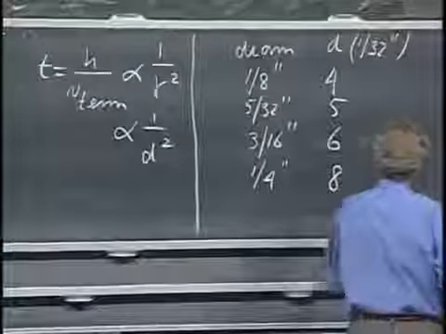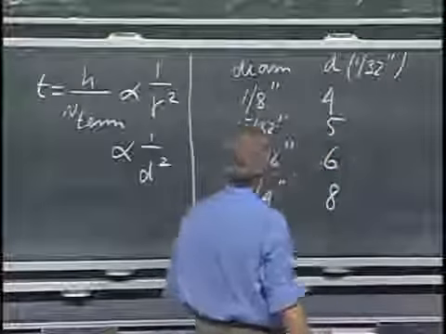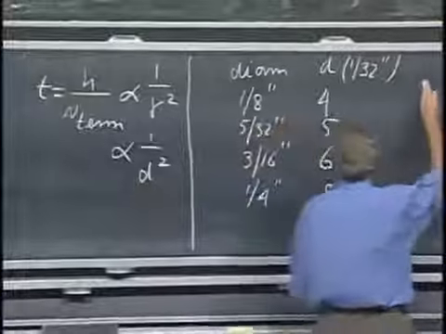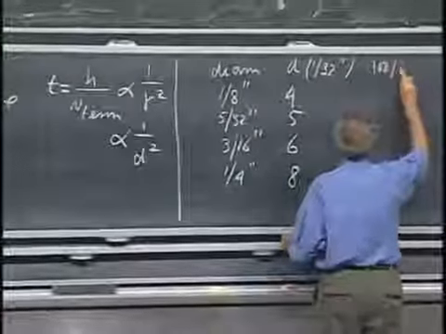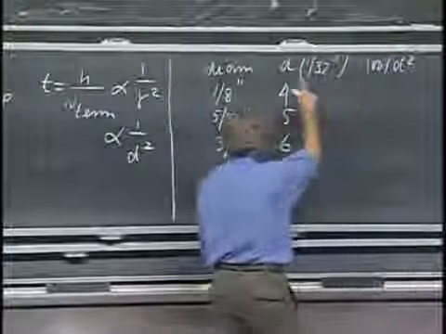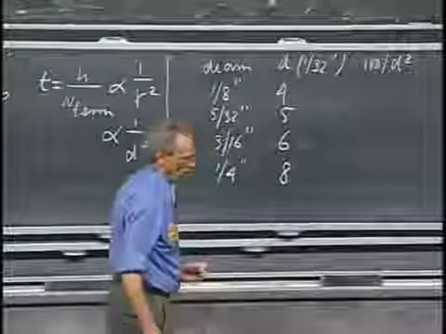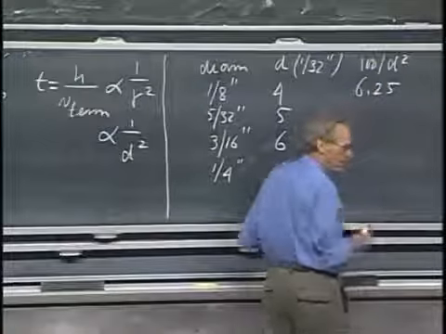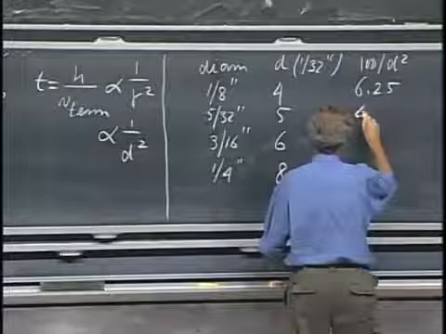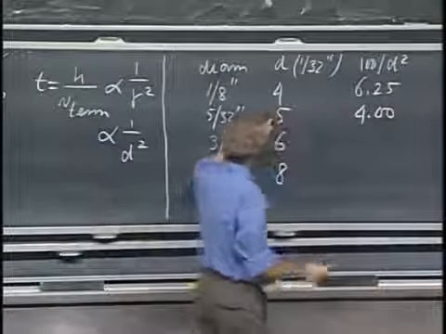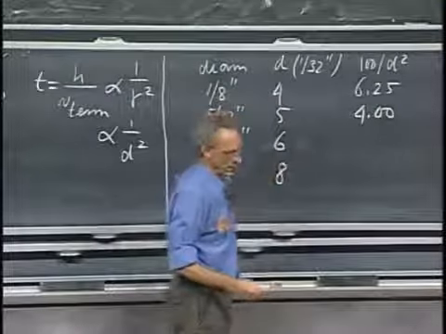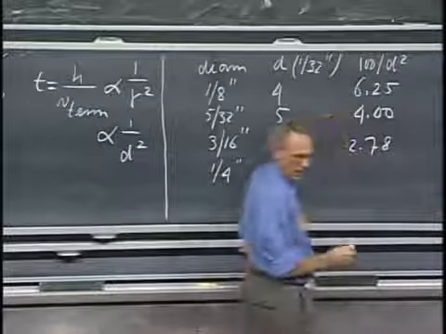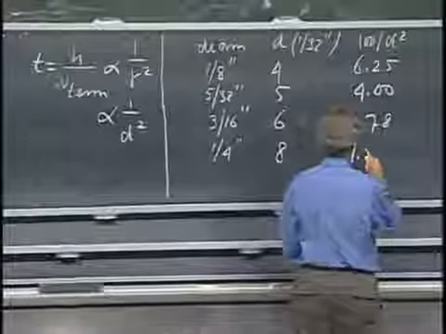What I'm going to plot is not 1 over d squared, but to get some nice numbers, I'm going to plot 100 over d squared, whereby d is then in these units of 1/32 of an inch, and that gives me some nice numbers. Then I get a 6.25 here, I get a 4.00 here, you can see 100 divided by 25 is exactly 4. I get 2.78 here, and my last number is 1.56.